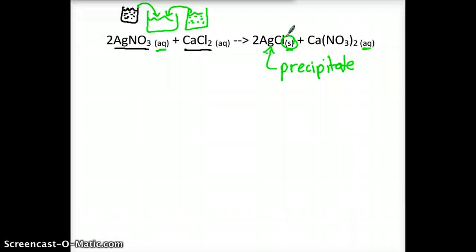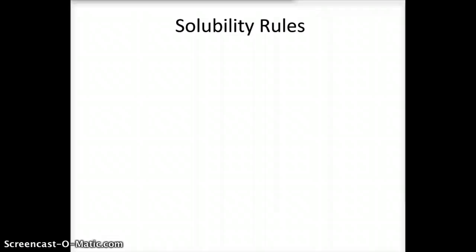And the way that we can predict which compounds will form precipitates and which will not has to do with something called our solubility rules. Solubility rules. So I know in AP Chem I said there are very few things that you have to memorize. This is one of the things that you have to memorize. Our solubility rules are really simple.